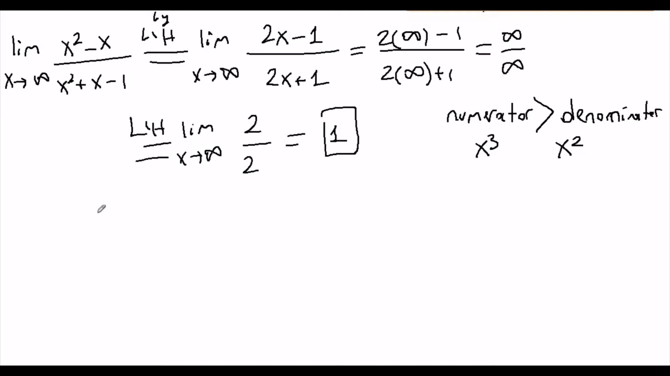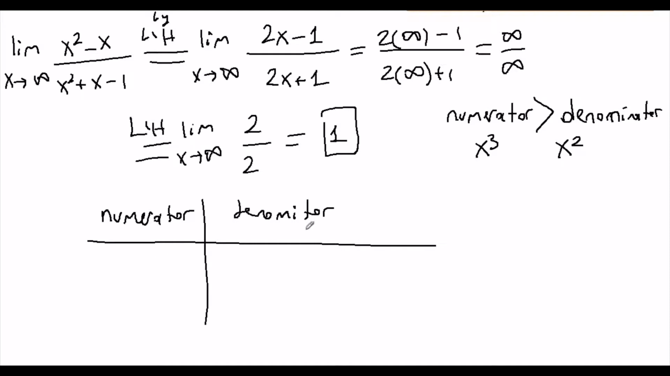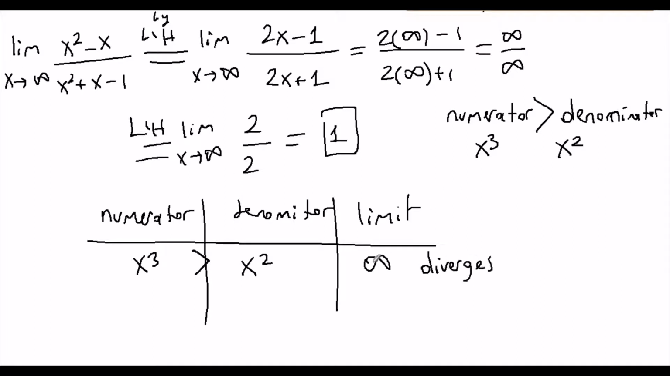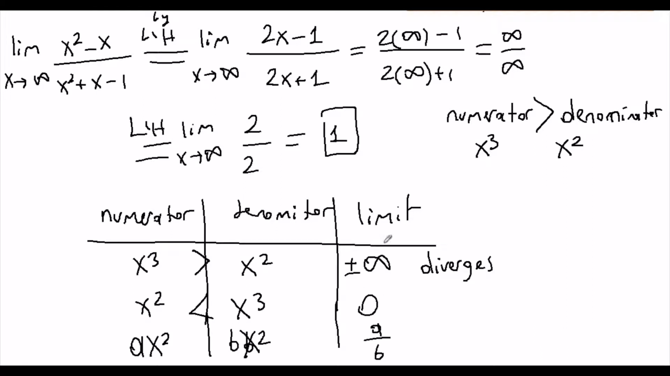Let me make a chart here. Numerator, denominator. If the numerator is greater than the denominator, as in this example, then our limit diverges. It can be positive or negative infinity, it diverges. If the numerator is less than the denominator, then our limit approaches zero. And if the numerator and denominator are equal, let's say ax squared and bx squared, then our limit is a over b, which is the ratio of the coefficients here.